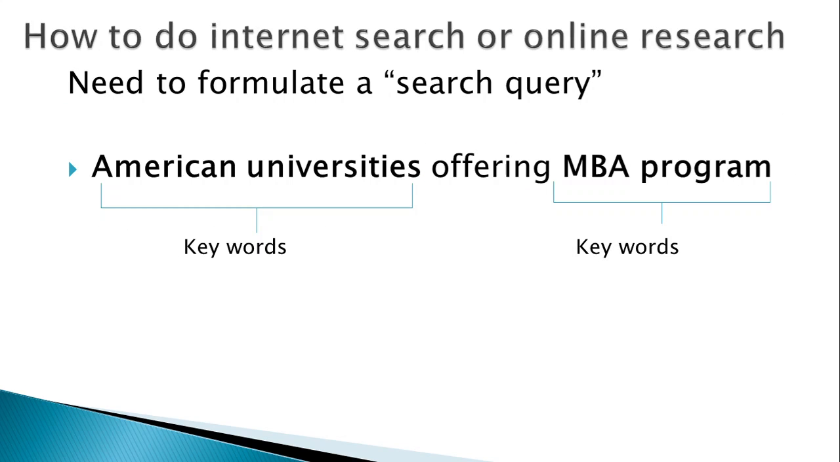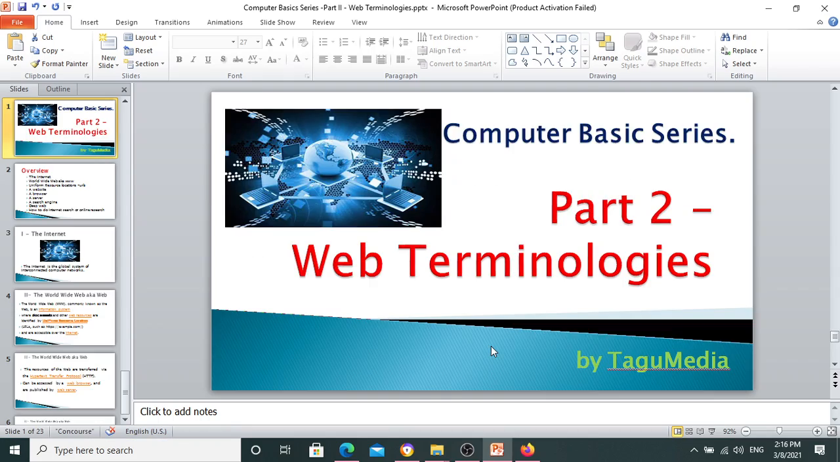So we have how to do an internet search or online research. First we have to formulate the search query. For example, if we are looking for American universities offering an MBA program, then American University will be one keyword, and another keyword will be MBA program. So let's see how we can do this.